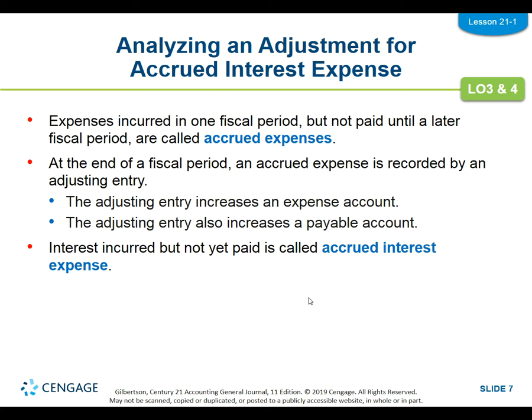So you'll do an adjusting entry. It will also increase a payable account. And so this is what you're doing, one fiscal period versus another one.